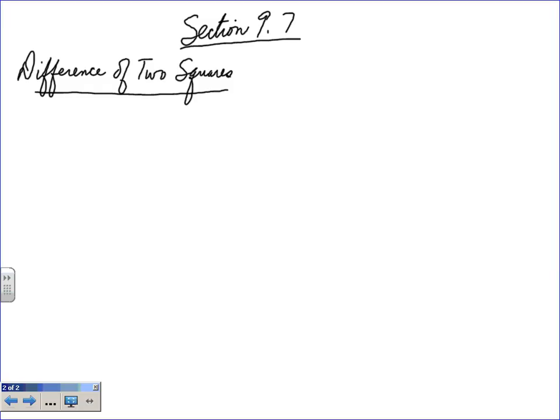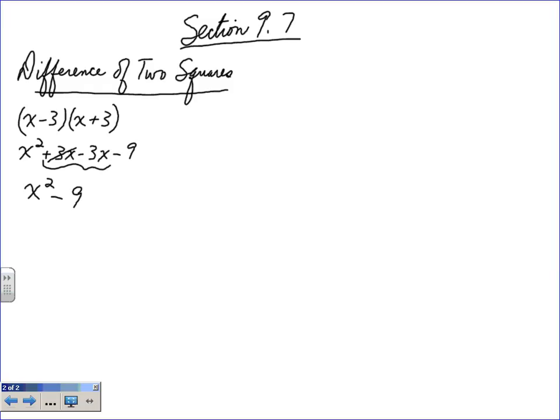And if you recall, if we did something like x minus 3 times x plus 3, and you were to use FOIL, you would get x squared plus 3x minus 3x minus 9. And these two terms would cancel out, and we're left with x squared minus 9. You'd have a positive 3x and a negative 3x. And so this is the difference of two perfect squares. x times x, 3 times 3.